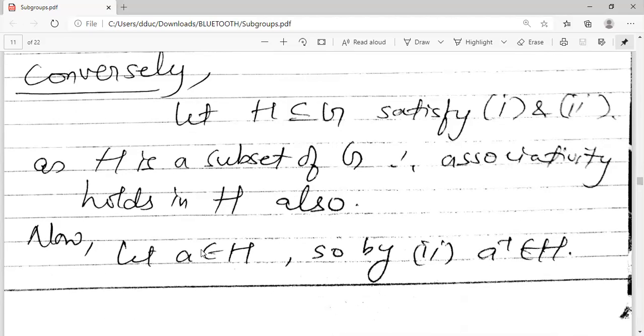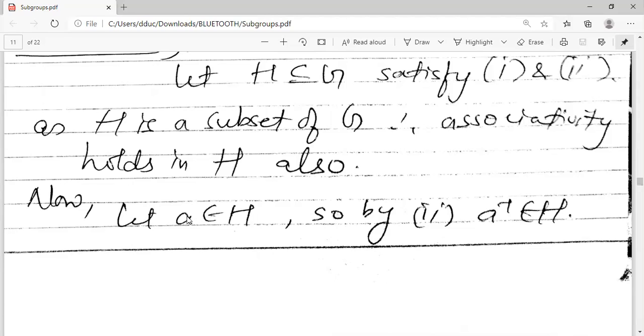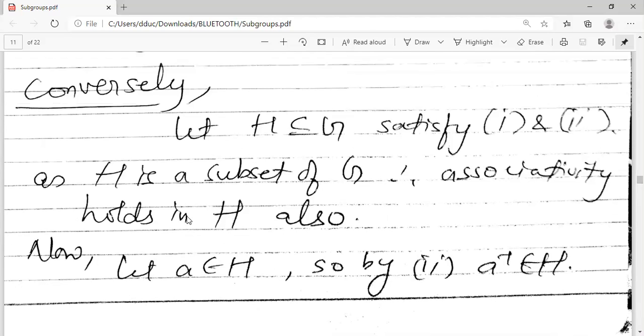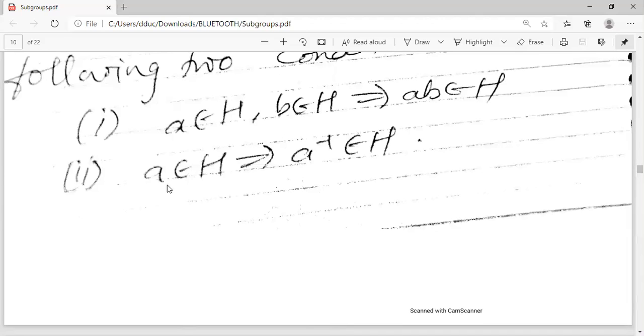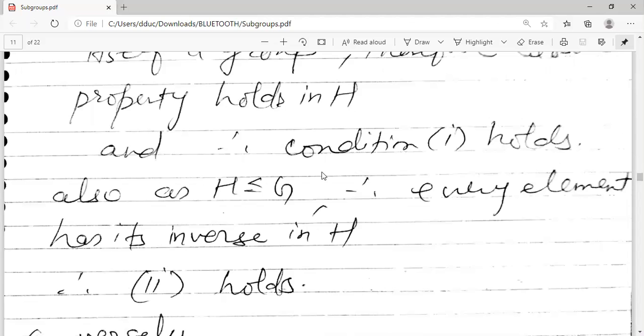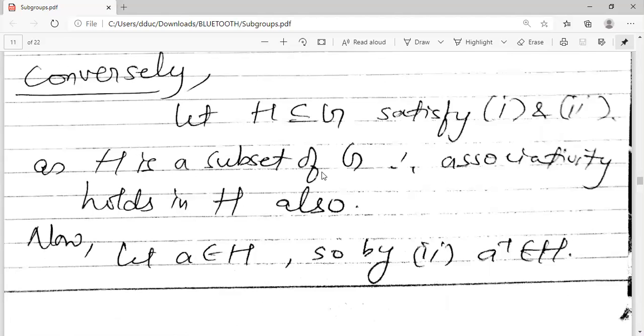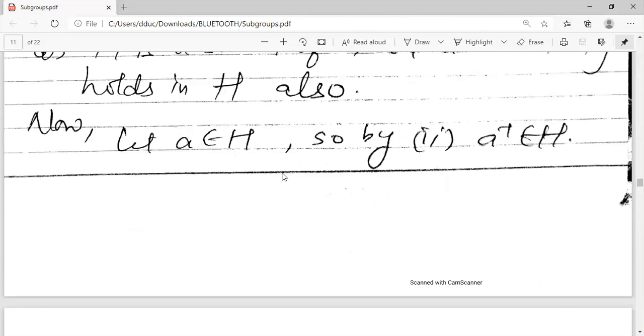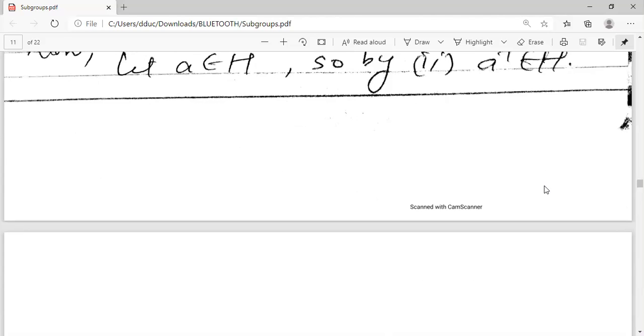Now let a belong to H. Now we are going to see that every element has its inverse in H, and this is true. Why true? Because this is given to you here: a belongs to H implies a inverse belongs to H. So every element has its inverse in H. From the second condition, let a belong to H, then a inverse belongs to H. So inverse is also there.